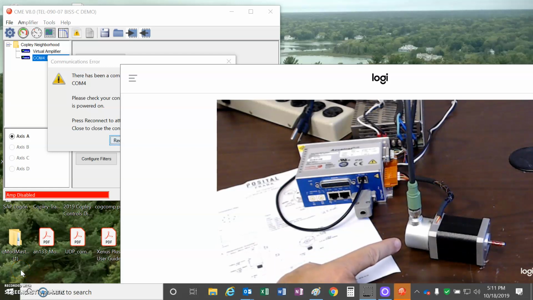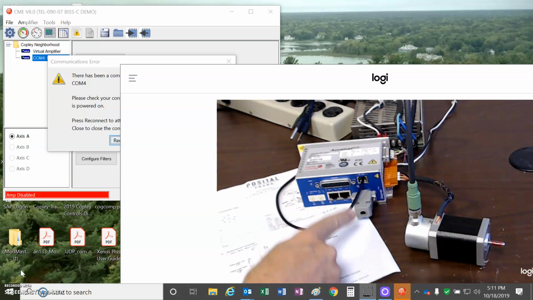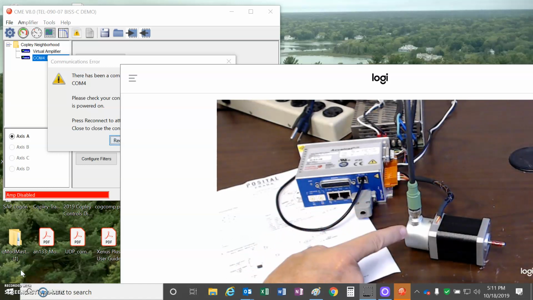So this is the Positol FRABA Absolute BiSS-C, 131,072 counts per rev, and multi-turn. The interesting thing about this is there's no battery, and there's no power, and this thing can remember the zero position even if you have multiple turns.